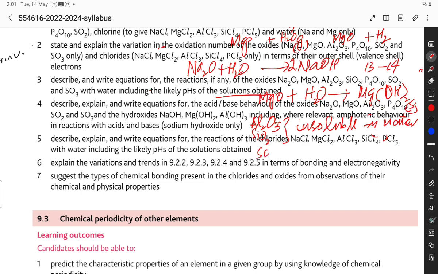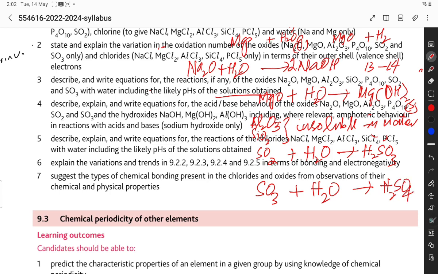Sulfur dioxide reacts with water to form H2SO3, and sulfur trioxide reacts with water to form H2SO4. This is a weak acid and this is a strong acid. This is sulfurous acid and this is sulfuric acid.